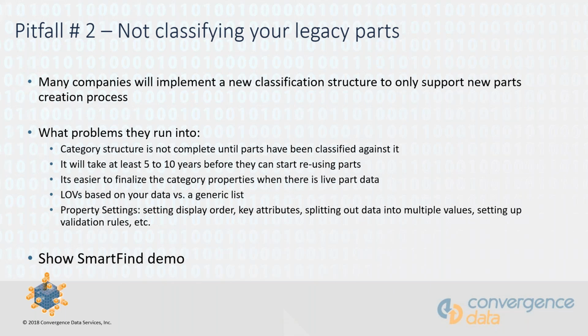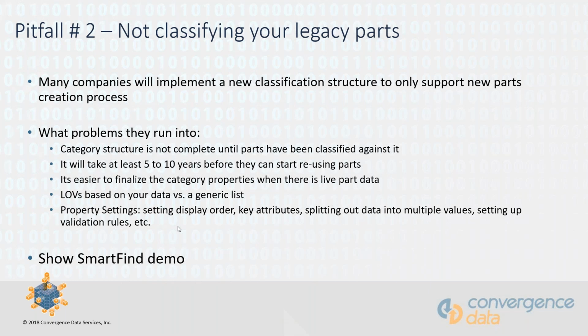Another point is it's easy to finalize the category properties if you have the data. Then you know exactly what attributes are required, which ones are not required, what the validation properties should be, what the LOV list should be for that particular structure. You really don't know any of those until you've actually looked at some sample data that you applied to the classification structure. To really make those final decisions, you need to have the data to refine the properties of the categories and the attributes and the LOV lists.